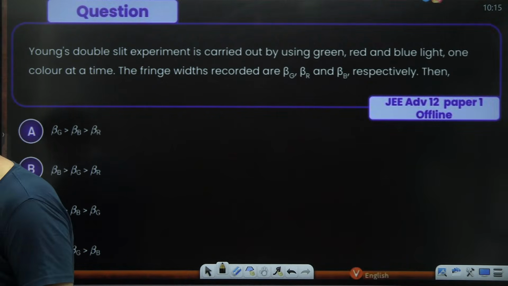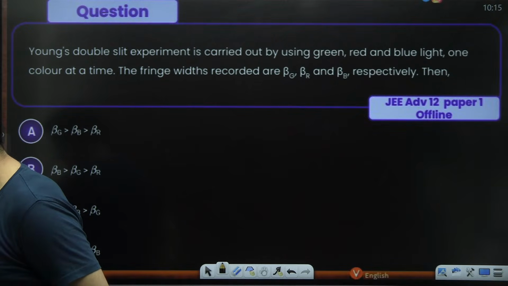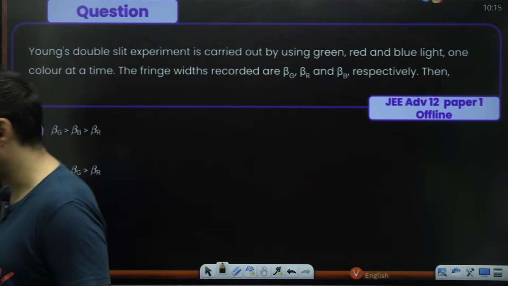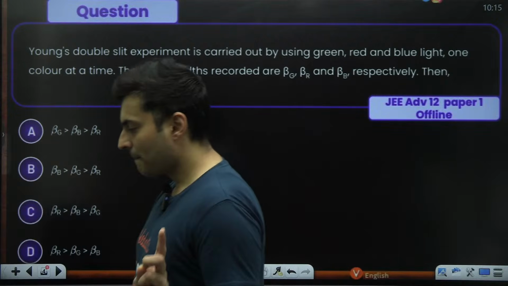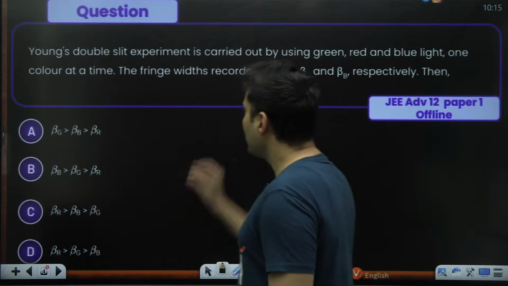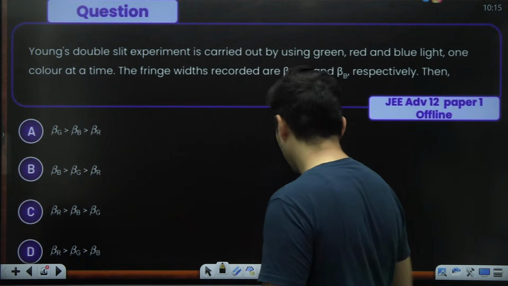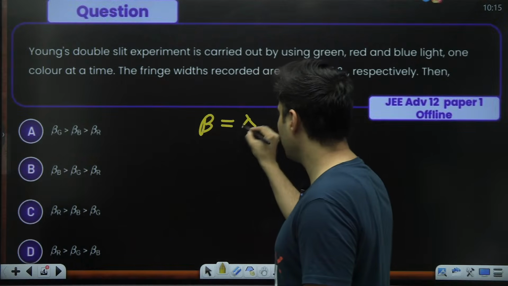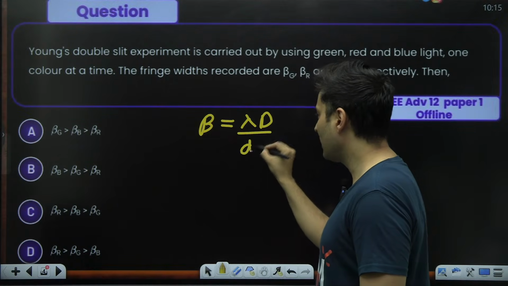Okay. Let's see, guys. If you guys can figure this out, it's very simple. Come on, think about it. How are you going to solve this particular question? Think, what are you going to do? See, fringe width in a Young's double slit experiment is lambda D by small d.